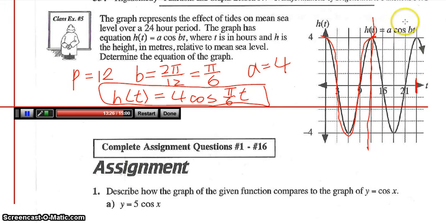How do I know to use cosine? Because the graph starts at the maximum point. Any graph that starts at the maximum point, the best model is cosine. Any graph that starts in the middle, the best model is a sine function.